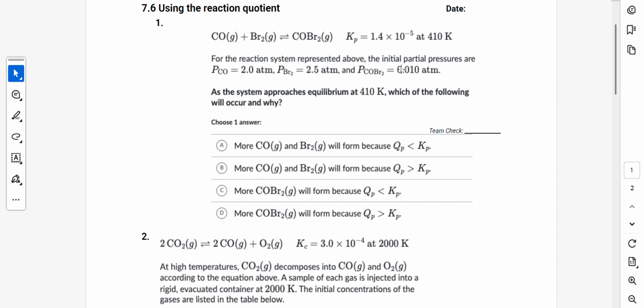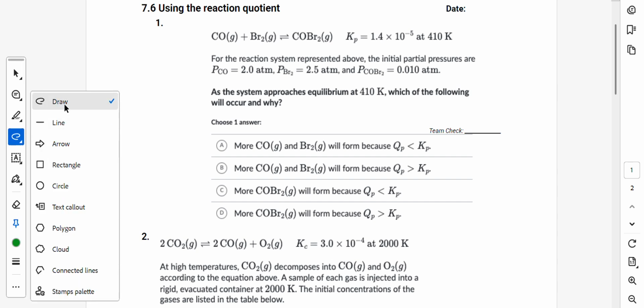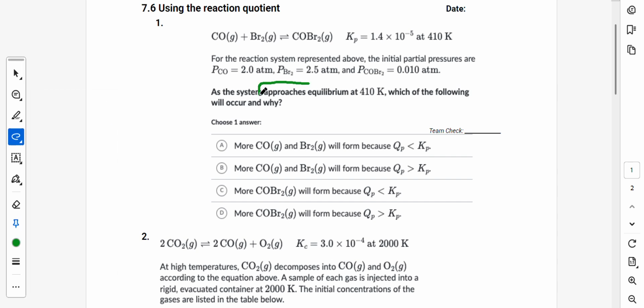For the reaction system represented above, the initial partial pressures are given right there. As the system approaches equilibrium, which of the following will occur and why? The reason we can't do the K calculation, and we have to call it Q, is because we are approaching equilibrium. Because it says approaching equilibrium, we have to calculate Q, which is the same thing, products over reactants.